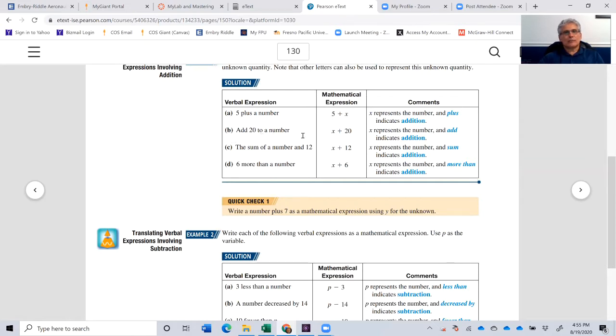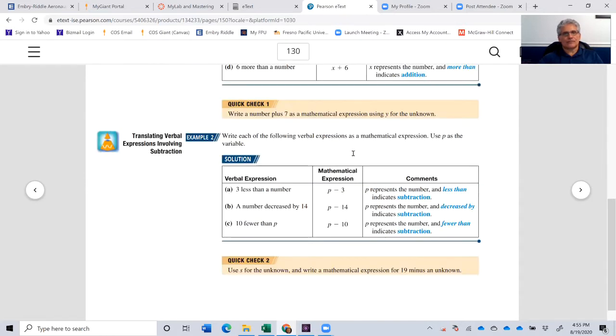Add 20 to a number. Well, you're going to start with the unknown variable as x, and we're going to add plus 20. So the sum of a number and 12 is x plus 12. 6 more than a number, well, we'll start off with the number and then we'll add 6 to it. These are the mathematical expressions for these verbal expressions.